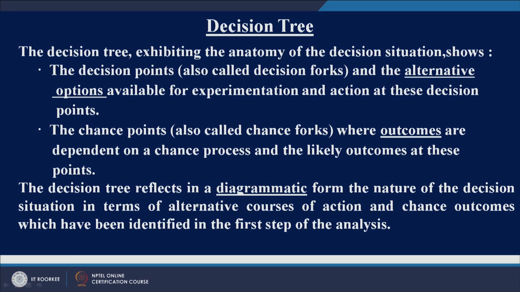Now, the decision tree reflects in a diagrammatic form the nature of the decision situation in terms of alternative courses of action and chance outcomes which have been identified in the first step of the analysis. So, this is how you should prepare a tree. There would be a couple of nodes, then a couple of branches, and from each branch again you will have some more branches and so on. This is how you can prepare a decision tree.